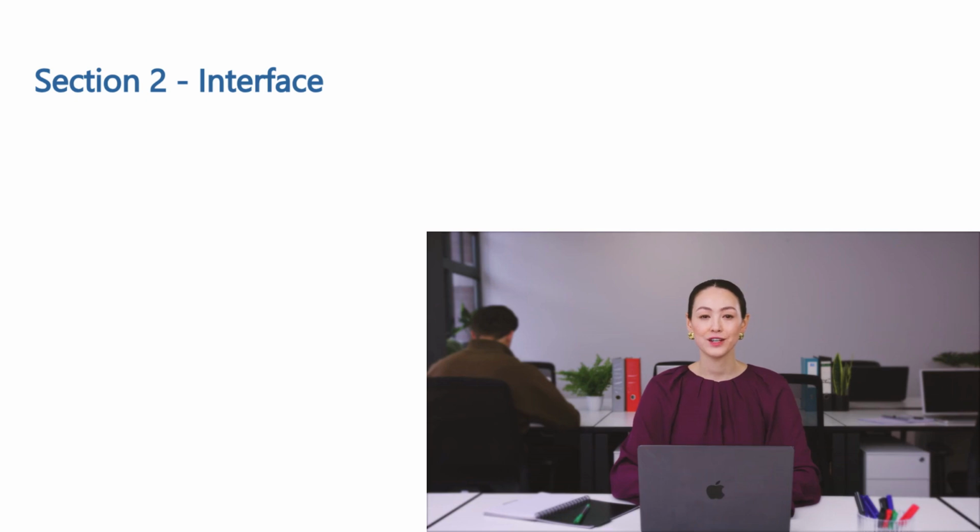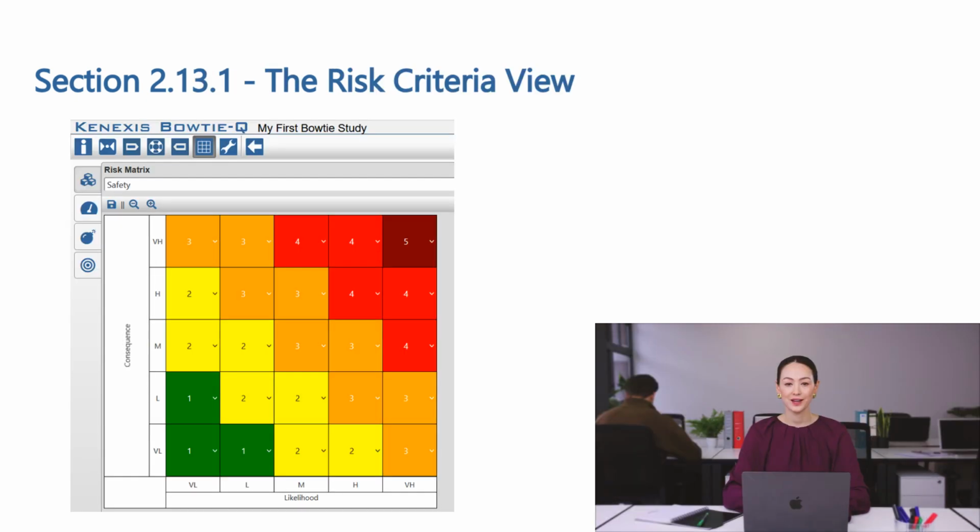Welcome back to Section 2, Interface. The risk criteria page contains different modifiable criteria for conducting risk assessments using a risk matrix. Risk matrices are constructed as a table with consequences on each row and likelihoods on each column.